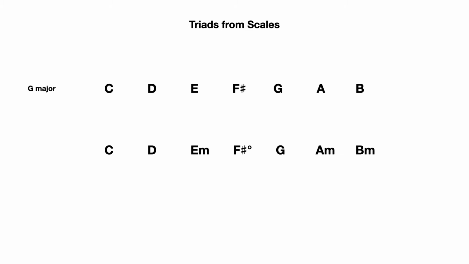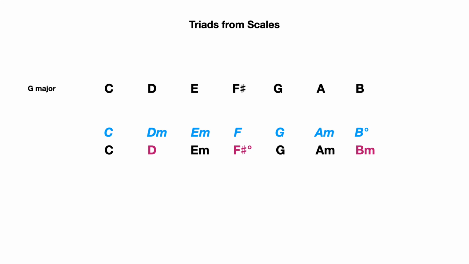Now, when we compare this to the triads that we have in C major, we'll notice that there are some chords that are the same and some chords that are different. For example, C major exists both in C major and G major. But in G major, we have a D major chord instead of a D minor chord. Now, E minor exists in both C major and G major, but in G major, we have an F sharp diminished chord instead of an F major chord. G major exists in both C and G major. A minor exists in both keys, but in G major, we have a B minor chord instead of a B diminished chord.